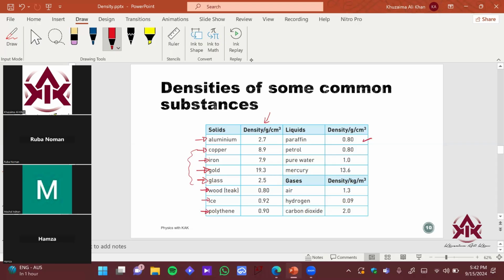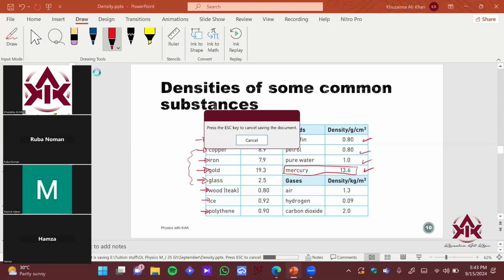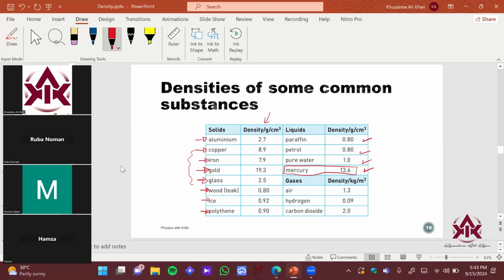It's 0.8 for paraffin and petrol, pure water is 1 gram per centimeter cube, and mercury is 13.6 gram per centimeter cube. Mercury is the only liquid which has a pretty high density, right? So mercury is pretty harmful material. It is used in thermometers, right? In a thermometer, you see the gray particle, right?